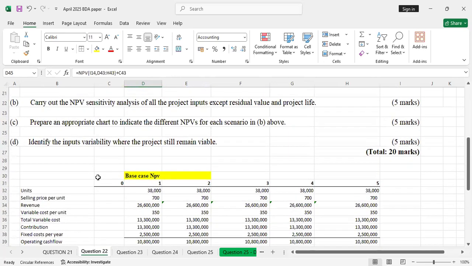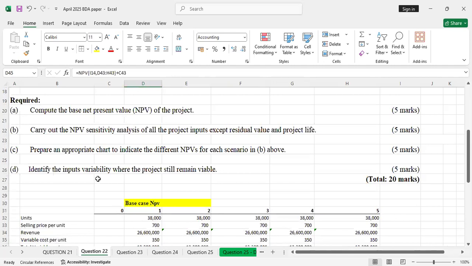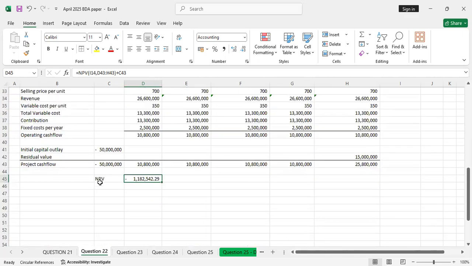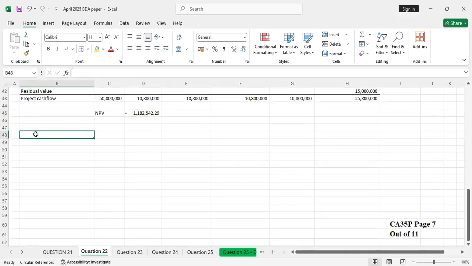Okay, so we continue. Part B: carry out the NPV and sensitivity analysis of all the project inputs except residual value and project life. So I'll start the sensitivity analysis, part B, sensitivity analysis.